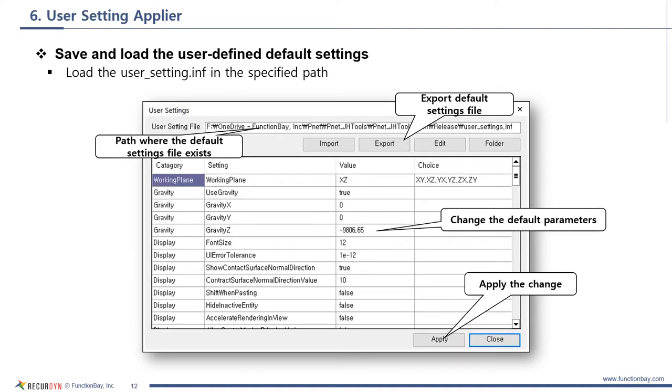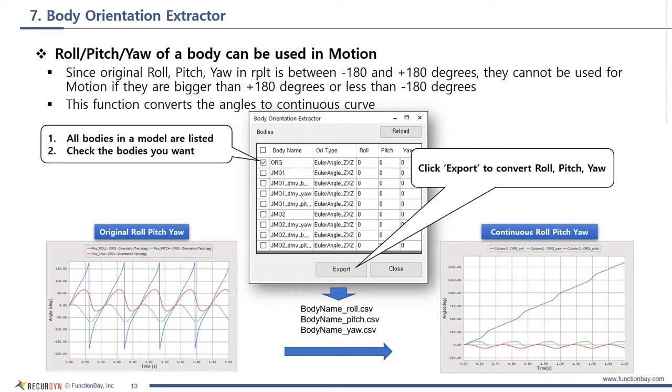The sixth feature is user-defined settings for users to define settings. Its function is similar to the default setting in RecurDyn, but provides more various settings. How to use is as follows. In the Customization tab, click the Run icon in the ProcessNet group and double-click User Default Settings to run it. Enter the export the settings in User Setting window to save them in the User Setting INF file. When running RecurDyn afterward, this file is read and the settings are applied.